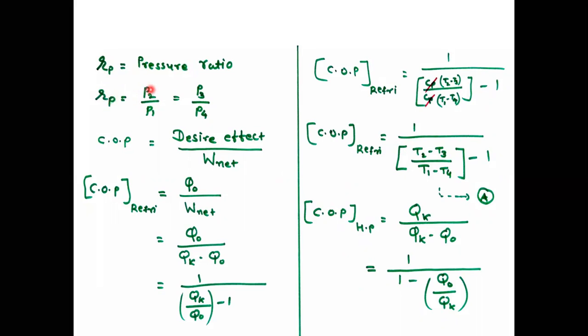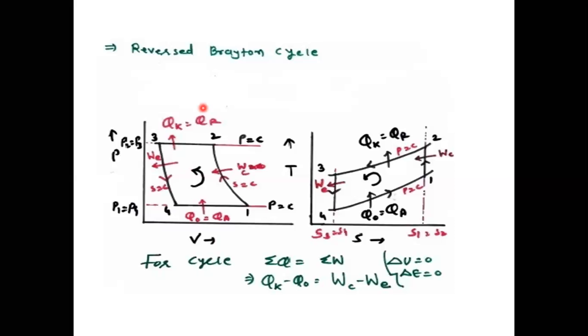So first, RP is the pressure ratio. What is pressure ratio? Higher pressure to lower pressure of the cycle. It's P2 by P1 or P3 by P4. You can see in the diagram the highest pressure of the cycle is P2, which is P3, because P2 is equal to P3, and the lowest pressure is P1 or P4 because P1 is equal to P4. So pressure ratio is P2 divided by P1 is equal to P3 divided by P4.